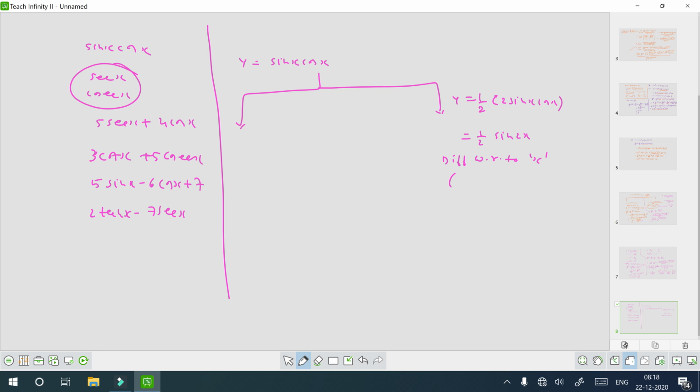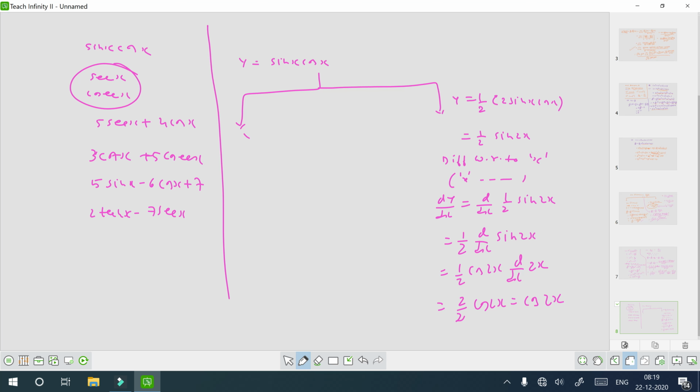Differentiate with respect to x: dy by dx of 1/2 sin 2x. Constant 1/2 outside, d by dx of sin 2x. 1/2 as it is, sin of some function, cos of some function, d by dx of some function. So that comes out 2/2 cos 2x, and that is cos 2x.